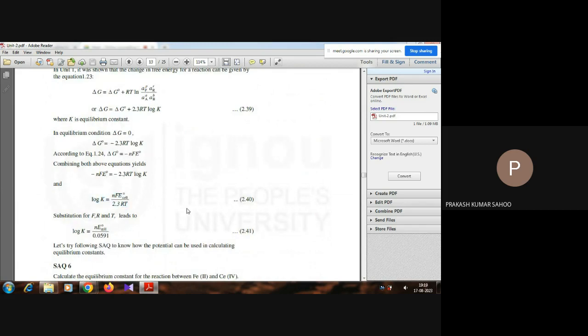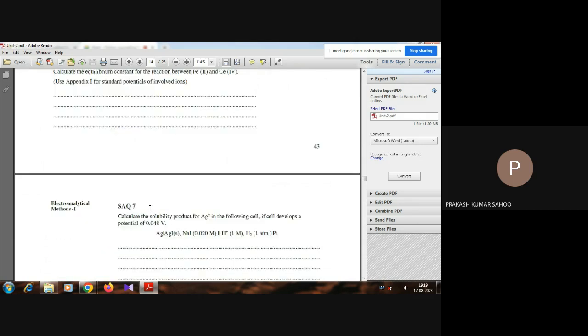In our first PowerPoint presentation, I have already told you that del G equals minus nFE and del G equals minus RT ln K. If ln becomes log, there will be multiplication by the 2.303 factor. So this will be minus 2.303 RT log K. So the relation will be log K equal to nFE0 divided by 2.303 RT.